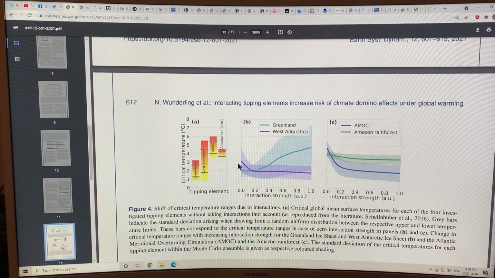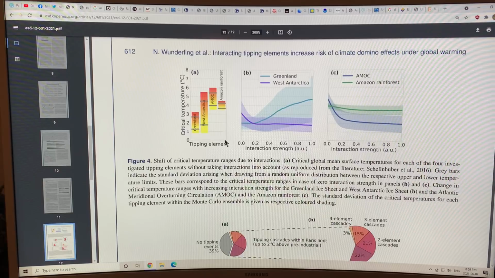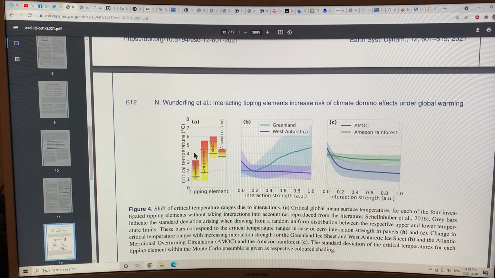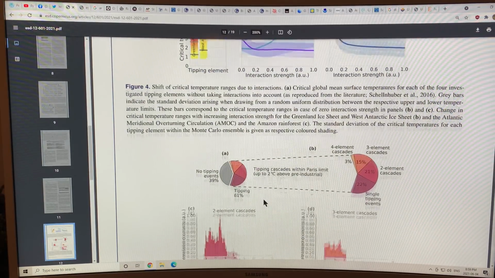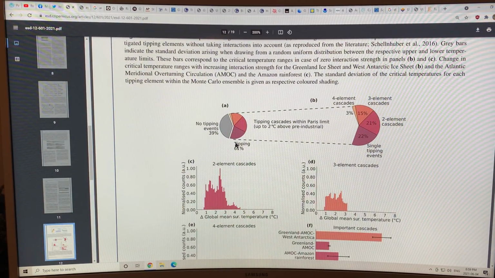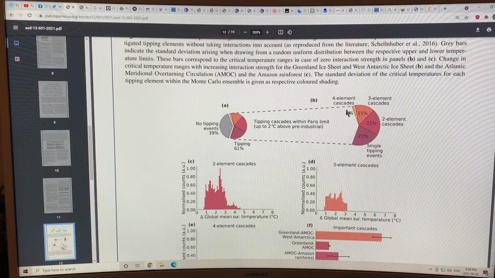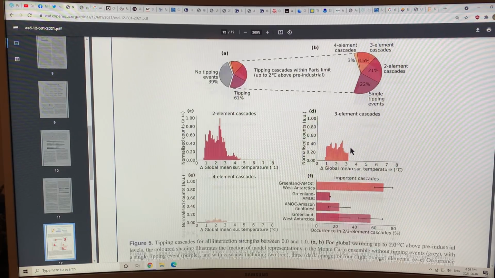And you can generate other images. This is just critical temperatures for the different tipping elements. You would want to expand this to all of the tipping elements in the system. And this is another way of looking at it. When the elements are all connected strongly, in the simulation at 2 degrees Celsius, 39% of the time there was no tipping, there was a 61%, and here's how the 61 is divided, whether a single element tips, 2, 3, 4, and so on.